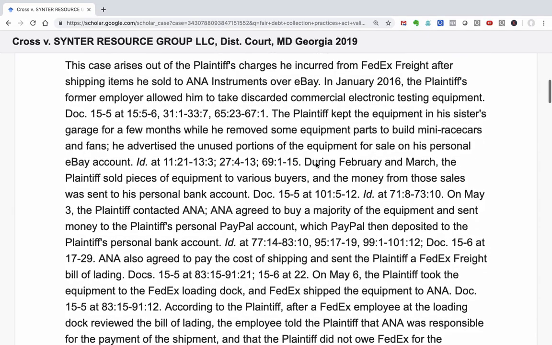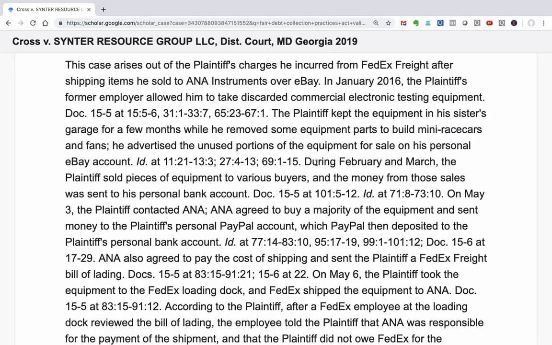And so the basic background, and let me just describe it rather than going through it all here, but you can read it while I'm talking, is the plaintiff had a former employer who said, look, I've got this old electronic testing equipment. If you want it, go get it. So basically, kind of think of it this way. We're setting it out to be picked up by the garbage truck, but you can take whatever you want.